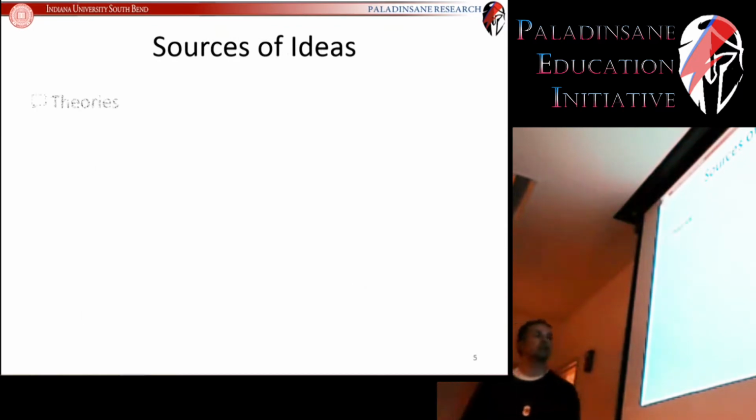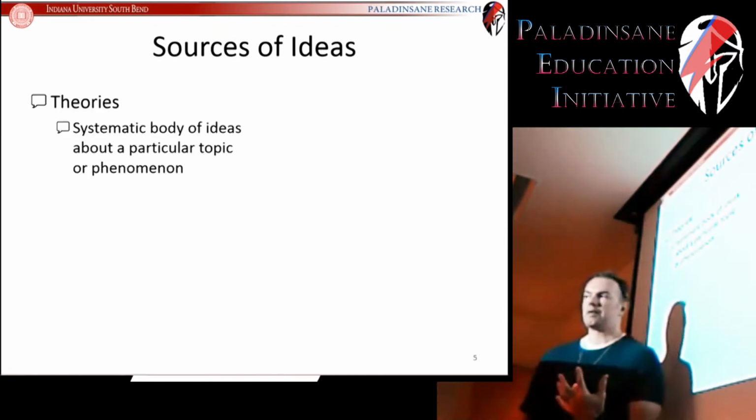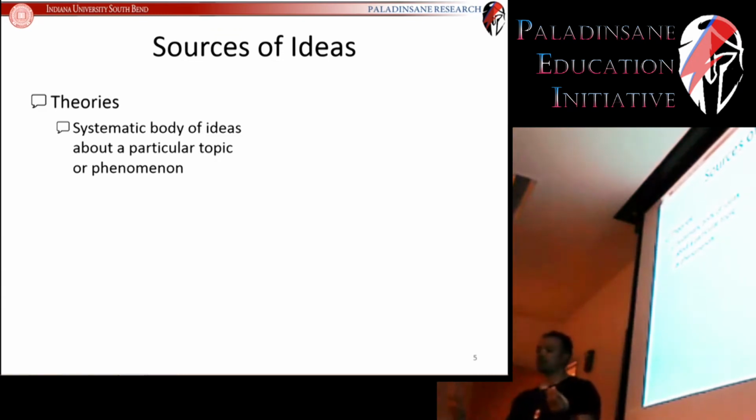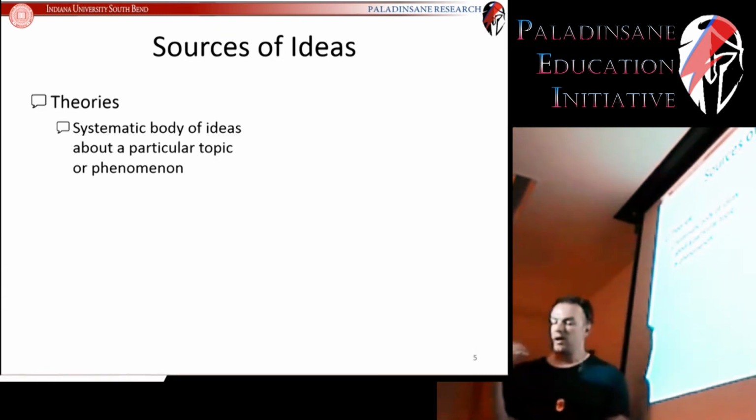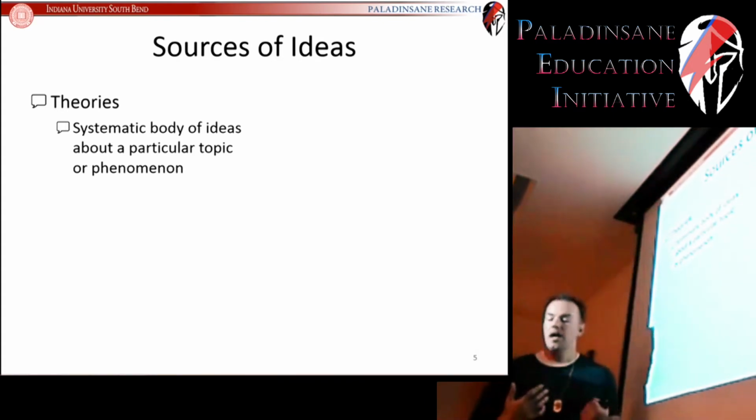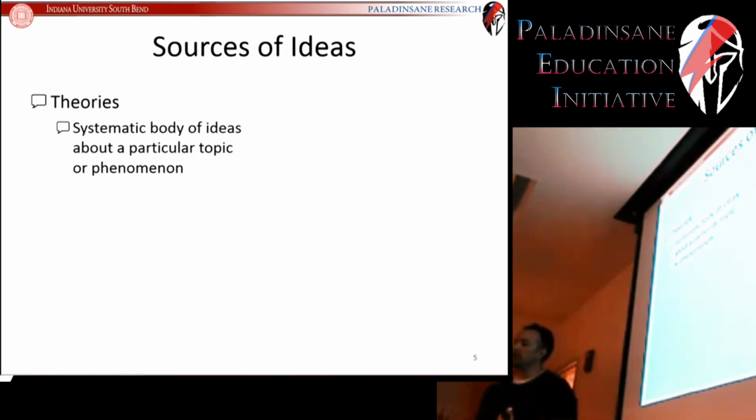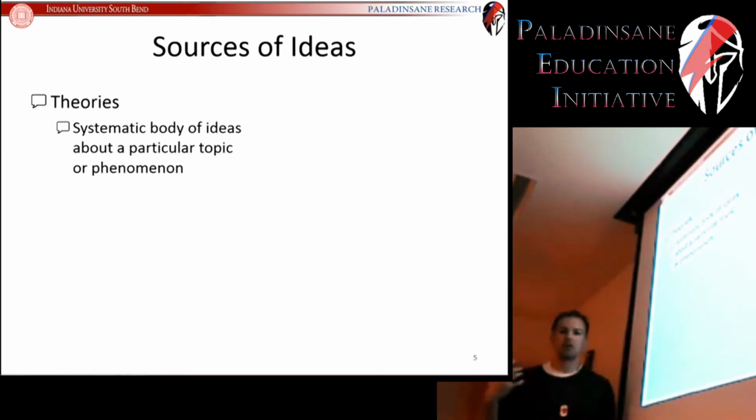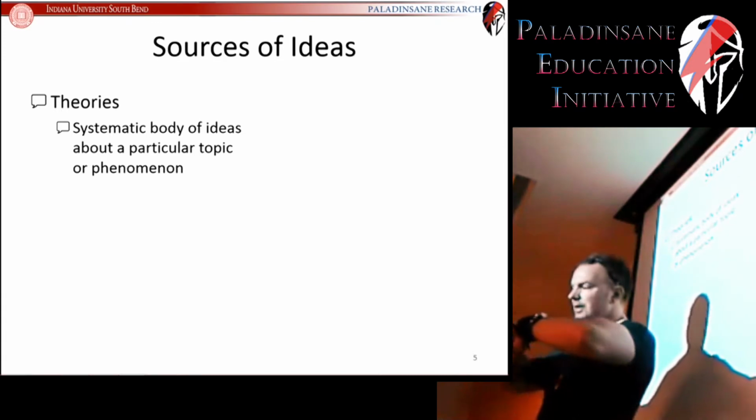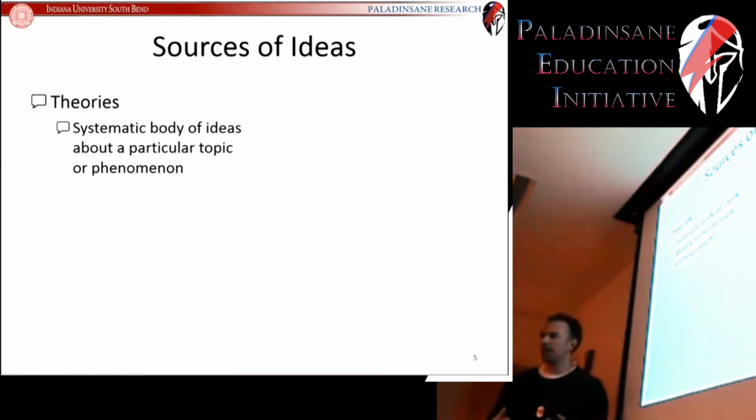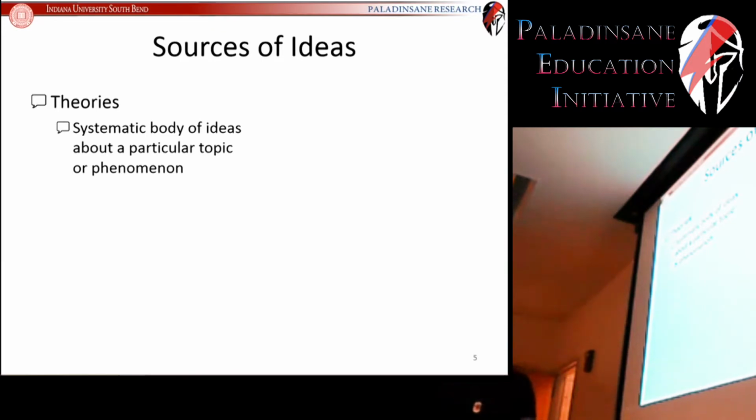All right, so sources of ideas. Where do your ideas come from? Sometimes students will ask me, how do you think of an experiment to do? And how do you think of the next thing to ask in psychology? Some of your ideas as a psychologist will come from theories. Theories are these bodies of ideas, these ways of organizing knowledge in a particular phenomenon.